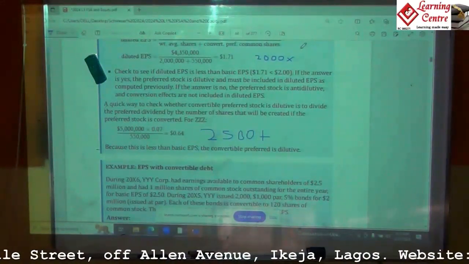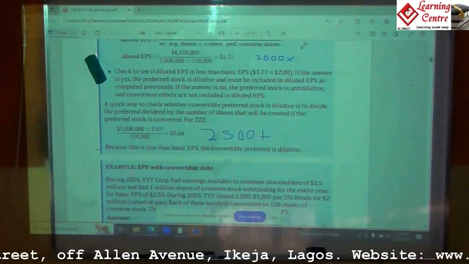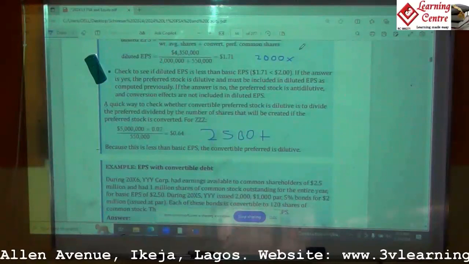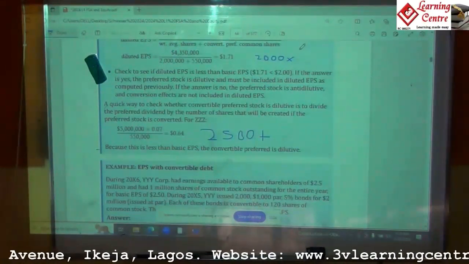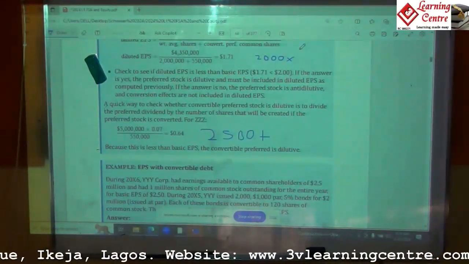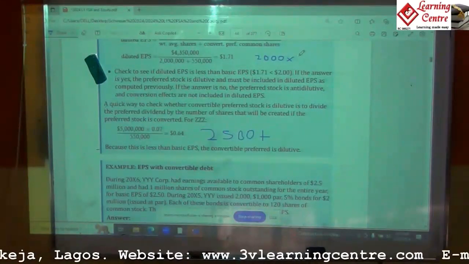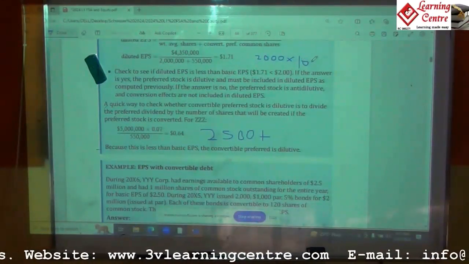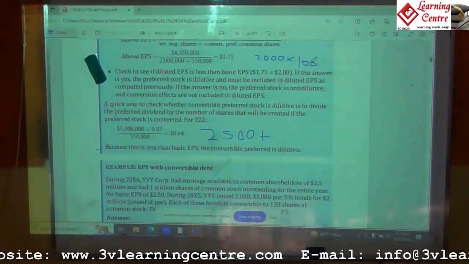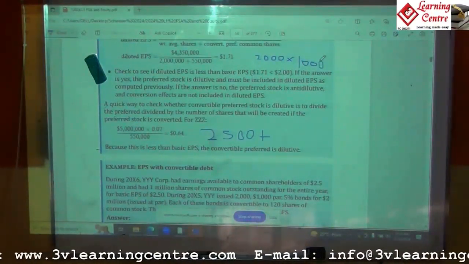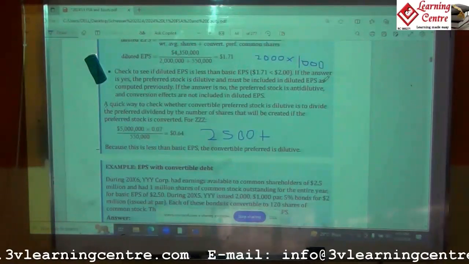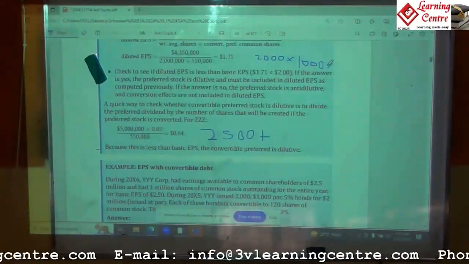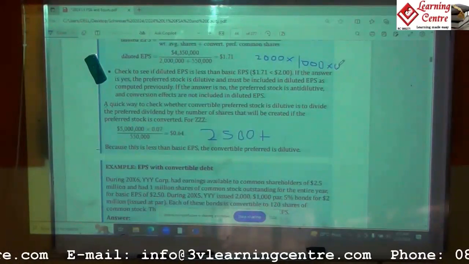So you can see now we are calculating our interest expense. Now we say the interest expense, we are adding it back. So it's 2,000 times what is the basis? We are told that it's 2,000 at 1,000. So 1,000 times what? 5% bond, times 0.05.